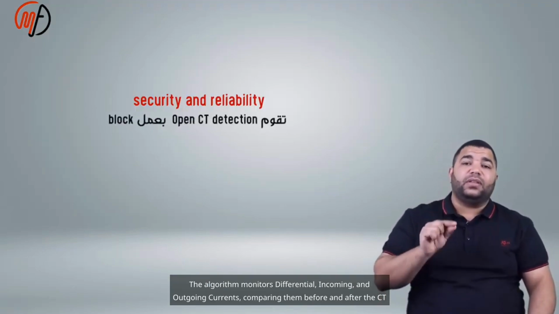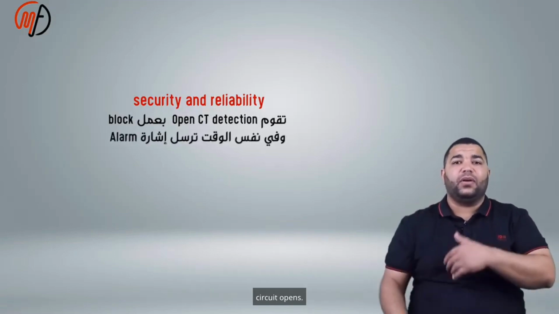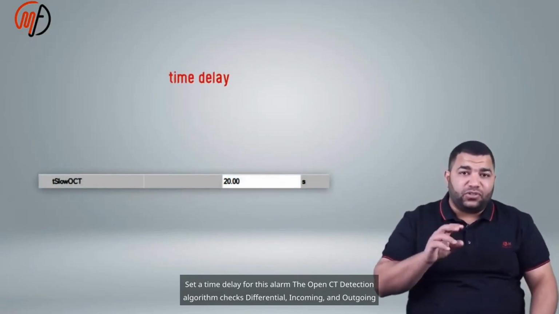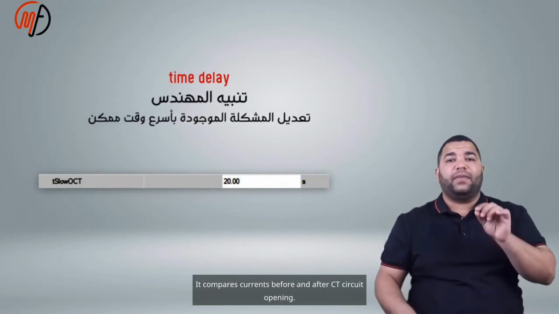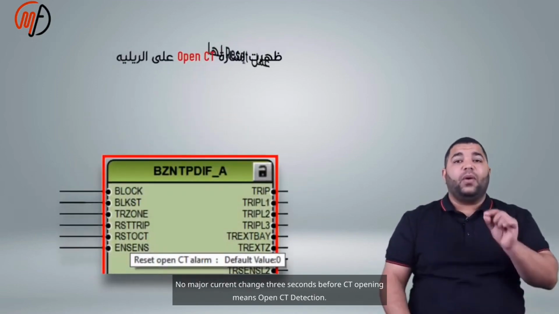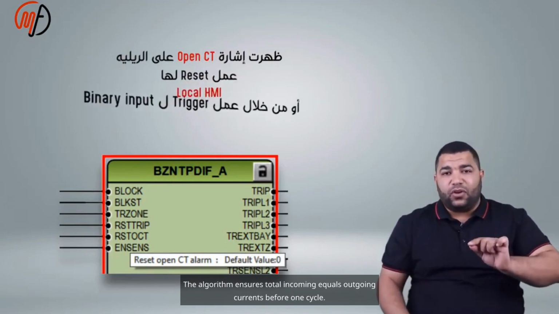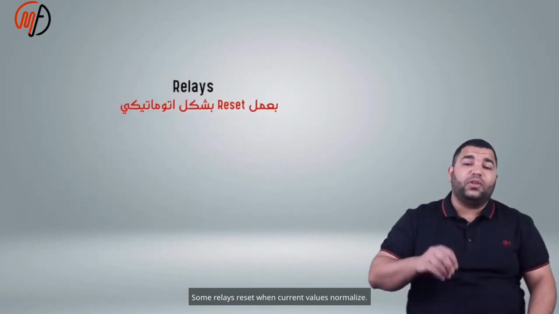The algorithm monitors differential incoming and outgoing currents, comparing them before and after the CT circuit opens. Set a time delay for this alarm. If there is no major current change 3 seconds before the CT opening, it is considered an open CT detection. The algorithm ensures total incoming equals outgoing currents before one cycle. Some relays reset when current values normalize.